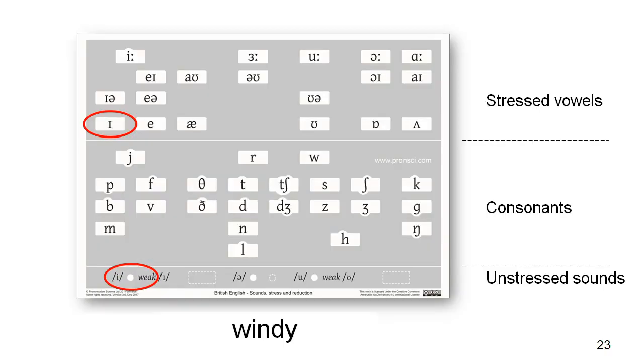Take a word like windy. The first vowel will be pointed in the top part of the chart, because it's in the stressed syllable, and the second vowel will be pointed as schwi in the bottom section for unstressed sounds.